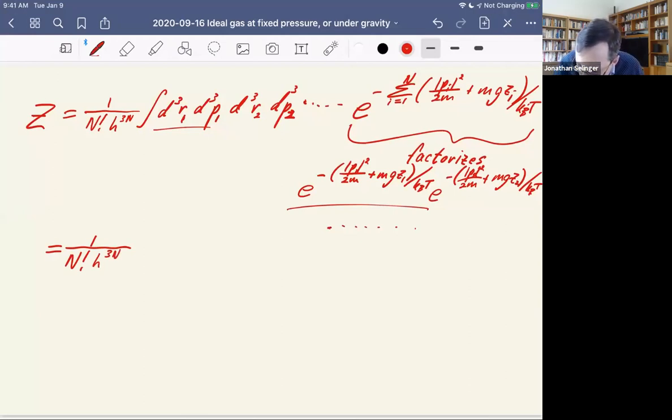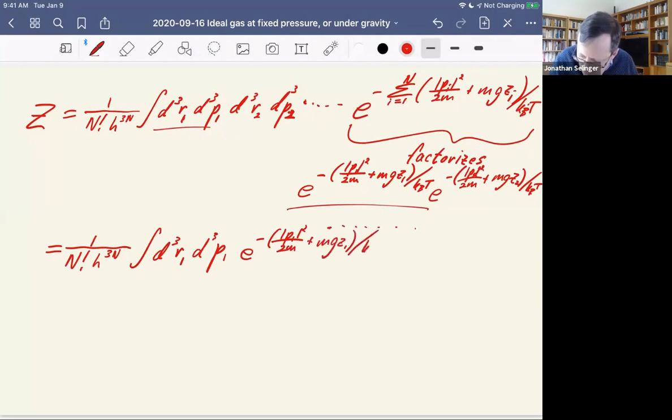And then we have an integral over all 3 components of R1, all 3 components of P1. And what we're integrating is the thing that depends on R1 and P1. So it's this exponential of minus P1 squared over 2m plus mg z1 over kT.